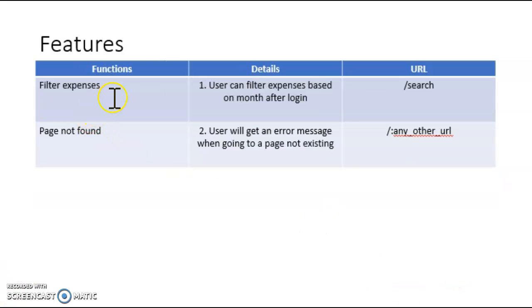Next, the filter expenses functions. User can filter expenses based on months after login. URL is /search. And next, page not found. User will get an error message when going to a page that is not existing. And this URL will be / and any other URL.